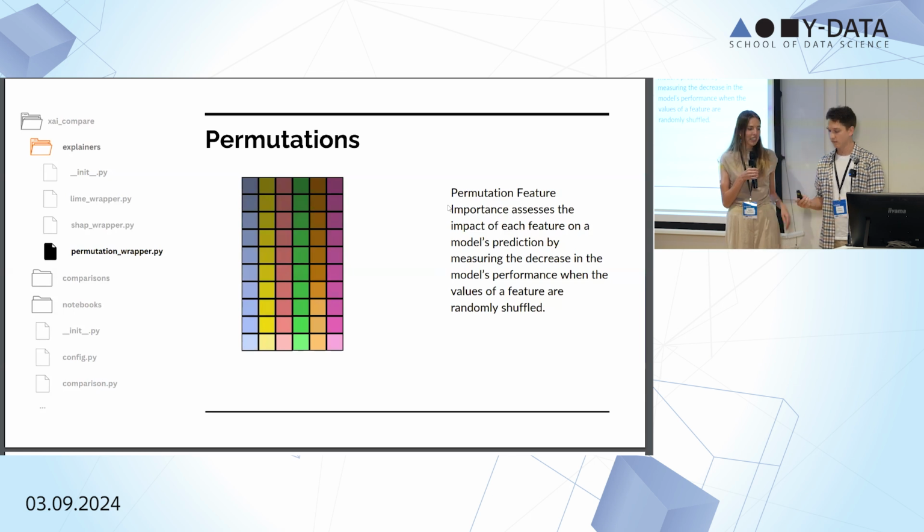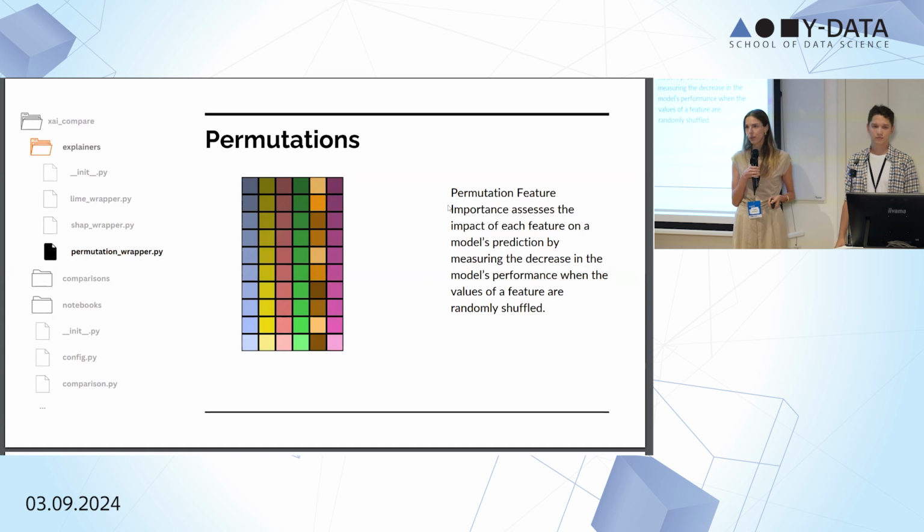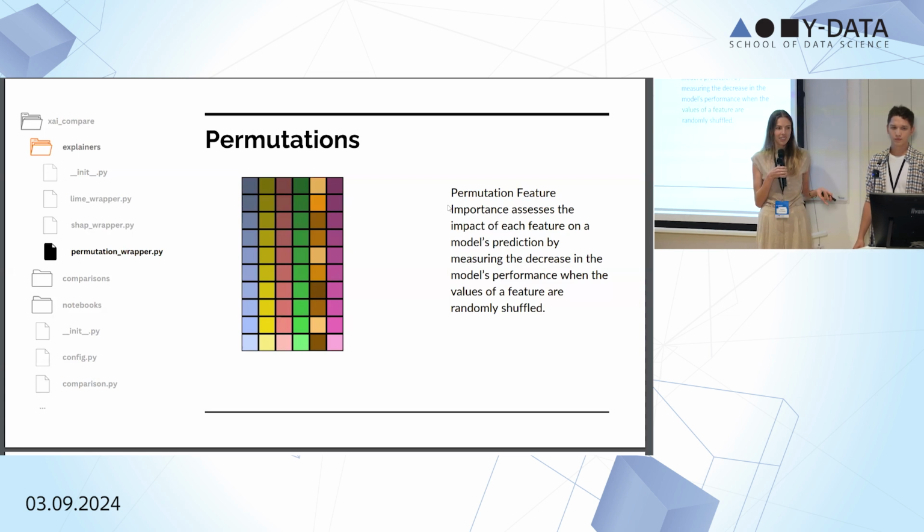And the third wrapper we created is for permutation feature importance. This technique is pretty simple and straightforward. You take the model and train it with the original dataset and evaluate the model performance. Then you choose one feature and you shuffle the data within this feature. And then you evaluate the model again. And if the model performance drops significantly, it means that this feature is important. And if the model performance doesn't change much, it means that this is not an important feature. And you do it for all the features in the dataset.